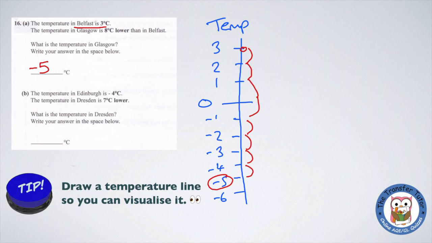Now let's look at this second one. We've got the temperature in Edinburgh is -4 degrees. The temperature in Dresden is 7 degrees lower. What is the temperature in Dresden?